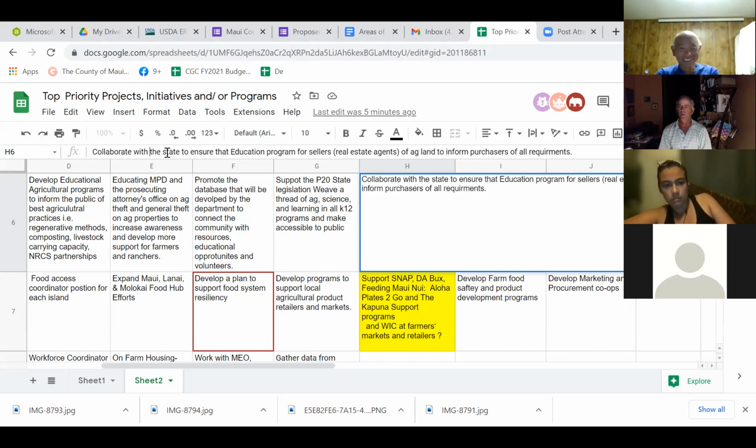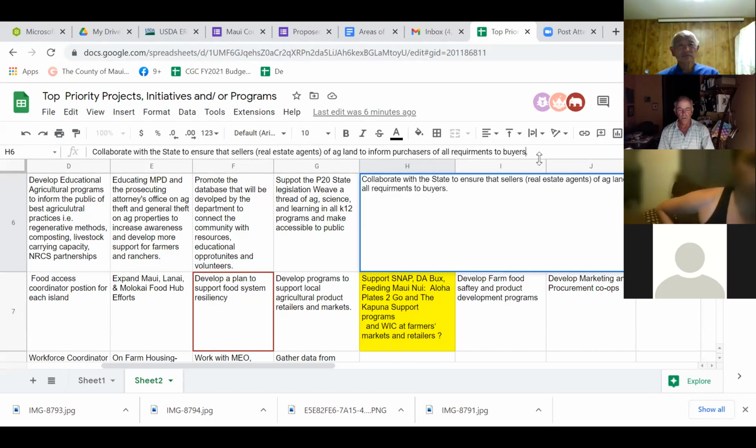Okay, so collaborate with the state to ensure that sellers, real estate agents of ag land inform purchasers of all requirements. Is that okay? They have to do that. That's what they have to do now. Again, they can be sued if they don't. That law is already in place.